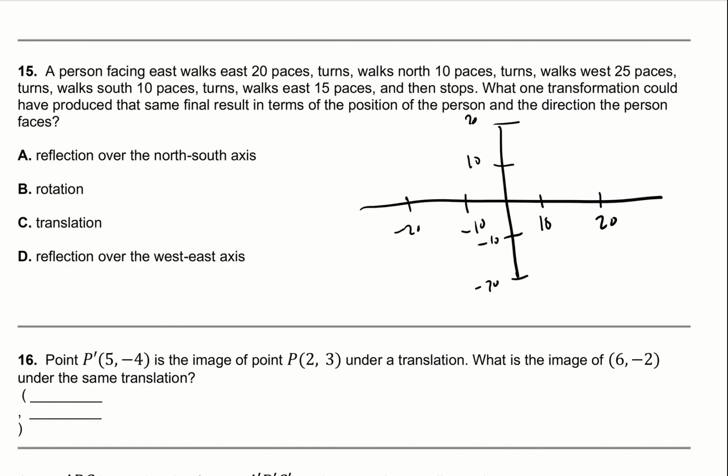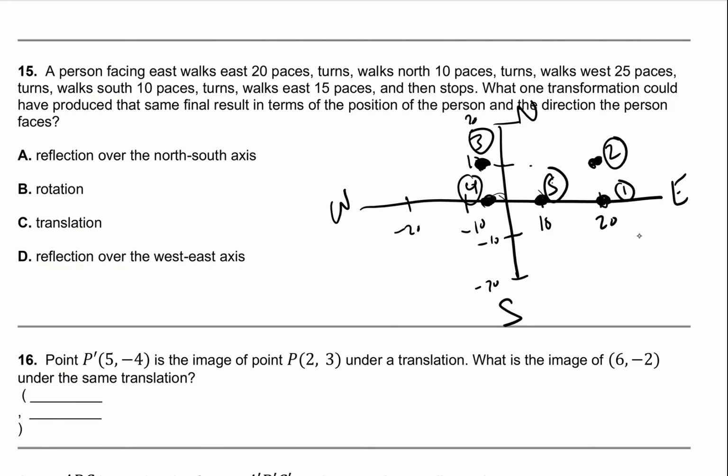So we have someone facing east. So this is east, north, west, south. If we're going east 20 paces, then you're over here. And then he walks north 10 paces. So this is position 1, position 2. Then he walks west 25 paces. So that's 10, 20, 25 is around here, halfway. And then he walks south 10 paces. So that means he's down here. Position 4. And then he walks east 15 paces. So that's 5 and then 15. So basically you're over here.